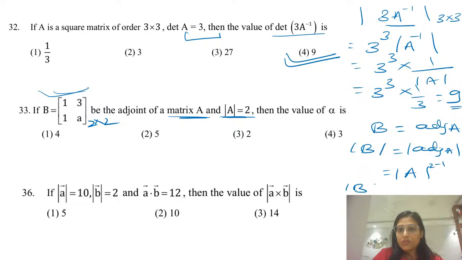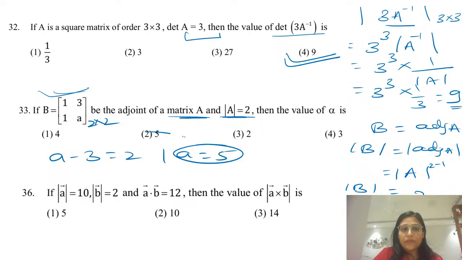So determinant of B is nothing but determinant of A to the power 1, that is 2 only. But what will be the determinant here? It is A minus 3, which is 2. From here A is equal to 5. Option 2 is the correct answer for this. Let's come to the next now.